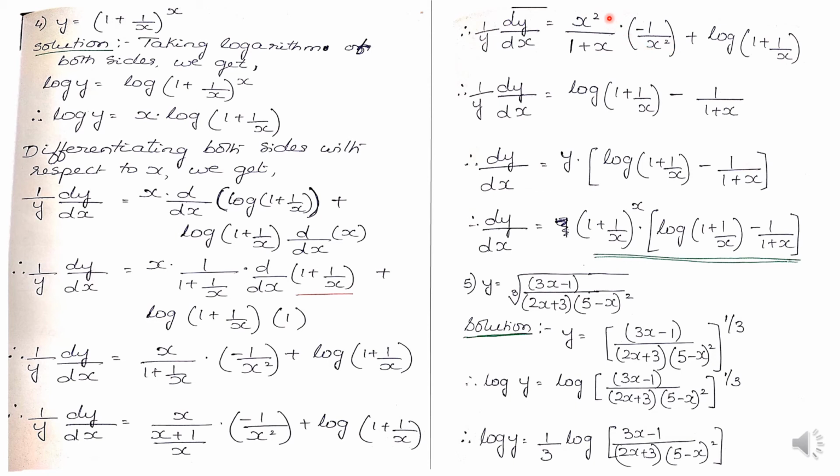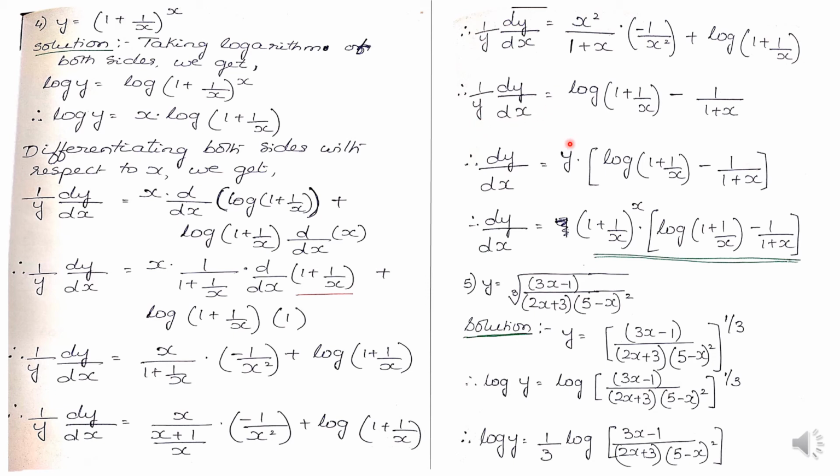Now what has happened in the next step? As you can see, the x square has got cancelled, x square upon x square, so that x square goes away. Minus 1 upon 1 plus x is written as a second term because of the minus sign in the beginning, and log 1 plus 1 upon x is written in the beginning over here. So thus we get this particular expression.